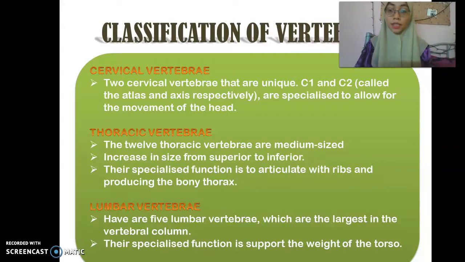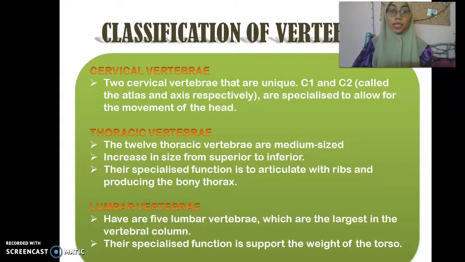Next is the thoracic vertebra. The thoracic vertebra has 12 spinal segments, T1 until T12. It is medium sized, and the size increases from the superior to the inferior. Their specialized function is to articulate with the ribs and produce the bony thorax.